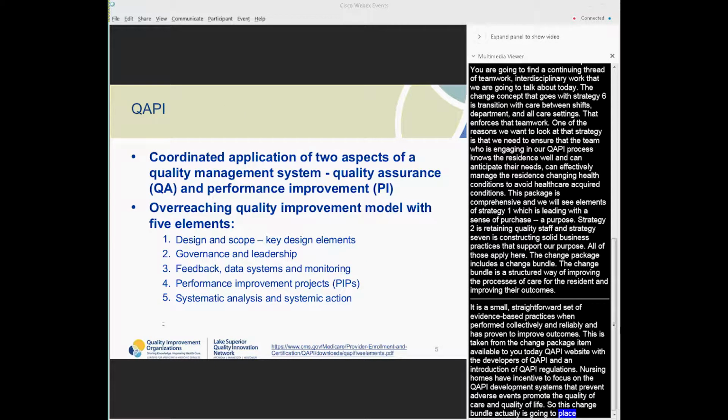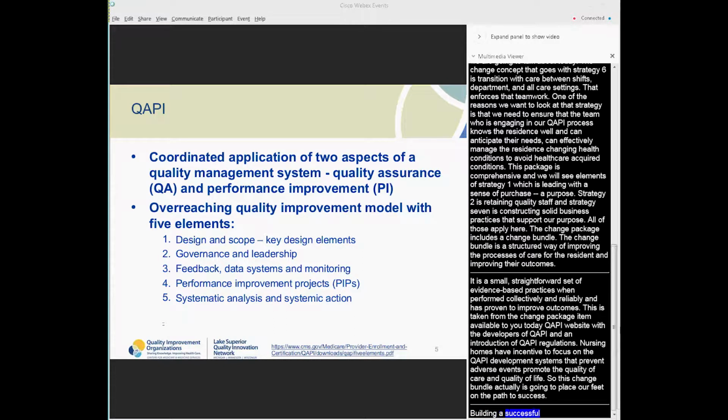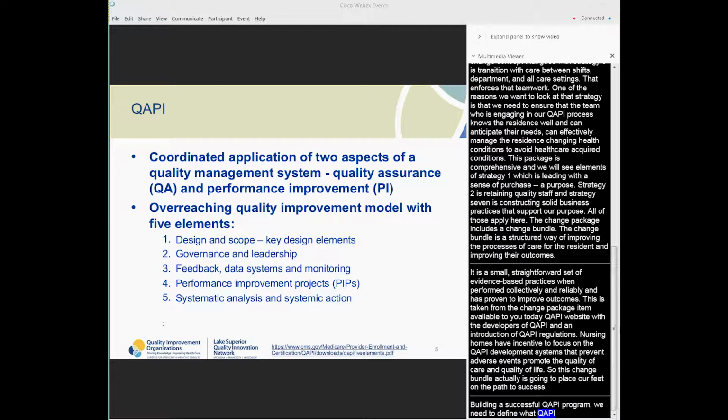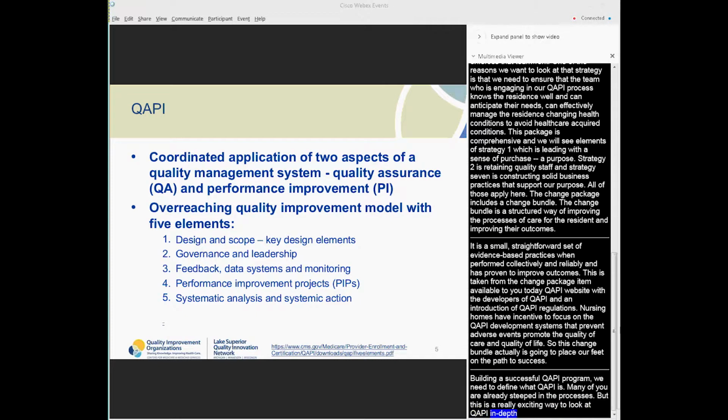So building a successful QAPI program, we need to define what QAPI is. Many of you are already steeped in the processes, but this is a really exciting way to look at QAPI from a more in-depth perspective. QAPI is a systematic, comprehensive, data-driven, proactive approach to performance management and improvement.